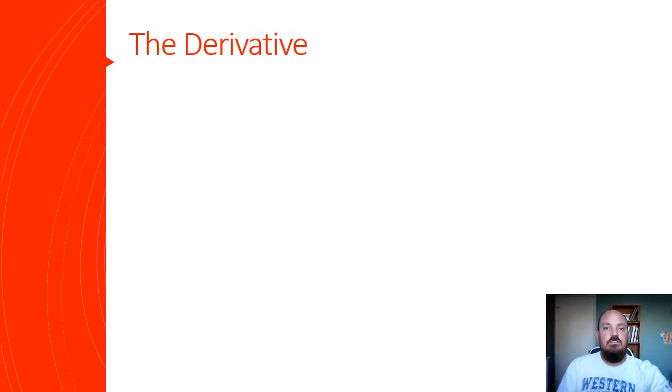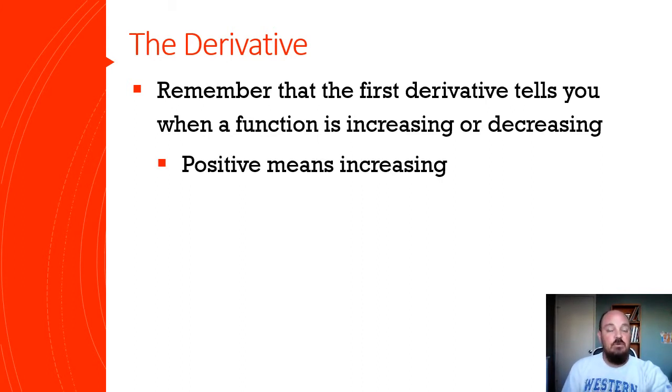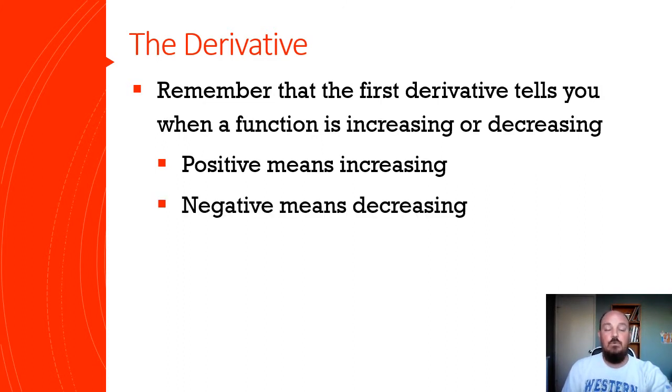So let's go back to one of the very first things I told you guys about the derivative. I said one of the things the derivative tells you is when a function is increasing or decreasing. And it's basically a matter of positive or negative. Wherever the derivative is positive, the function is increasing, and wherever the derivative is negative, it's decreasing.